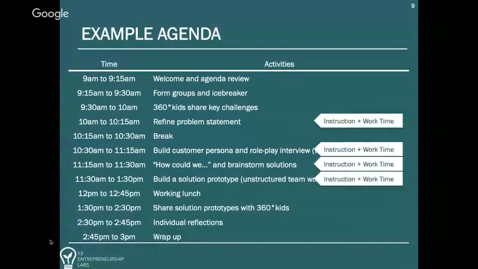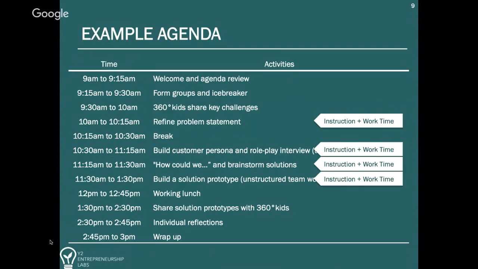So the thing I wanted to call out here is that the bulk of the middle, from 10 in this case to 1:30, is a combination of a bit of instruction and then a lot of work time. So for the problem statement, I think I talked for 5 minutes and they have 10 minutes to refine. For the second part, the customer persona and role play, I think I talked for 10 minutes and then they have the rest of the time to work. So it gives you an idea that it's not just talking heads and it's not unstructured either.